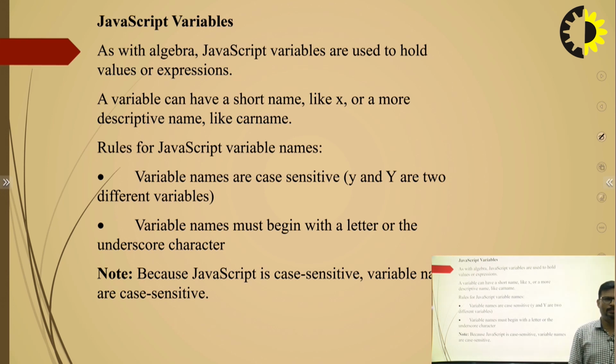Then here are the rules of JavaScript variable names. Variable names are case sensitive. Small y and capital Y are two different variables. Variable name must begin with a letter or the underscore character, just like x. Because JavaScript is case sensitive, variable names will also be used in case sensitive form.